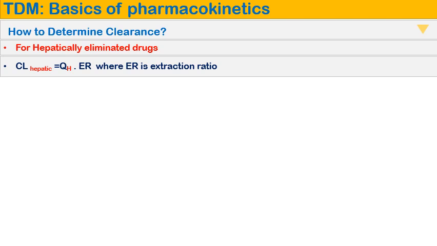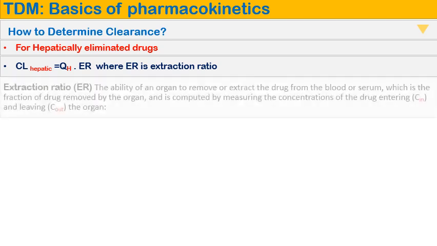For hepatic clearance, hepatic clearance equals QH, which is the hepatic blood flow, about 1500 mL per minute, multiplied by the extraction ratio. Extraction ratio is a ratio between the amount of drug eliminated, the initial drug minus the drug remaining, that is, drug in minus drug out, over drug in.